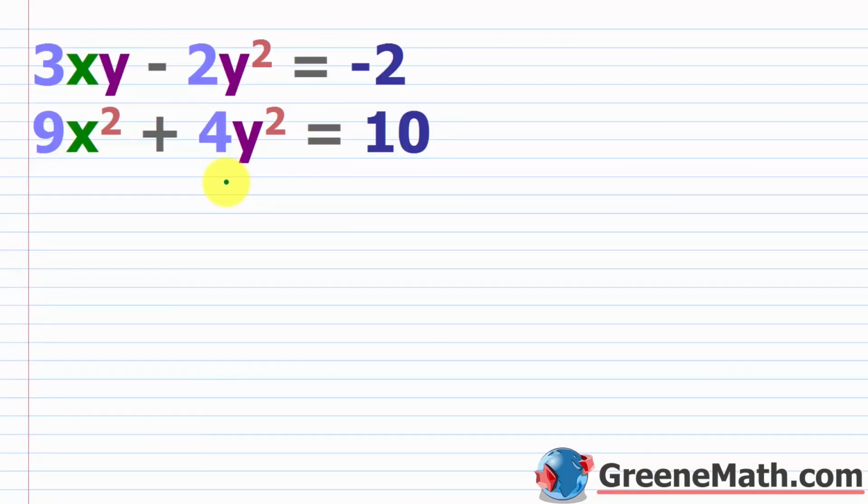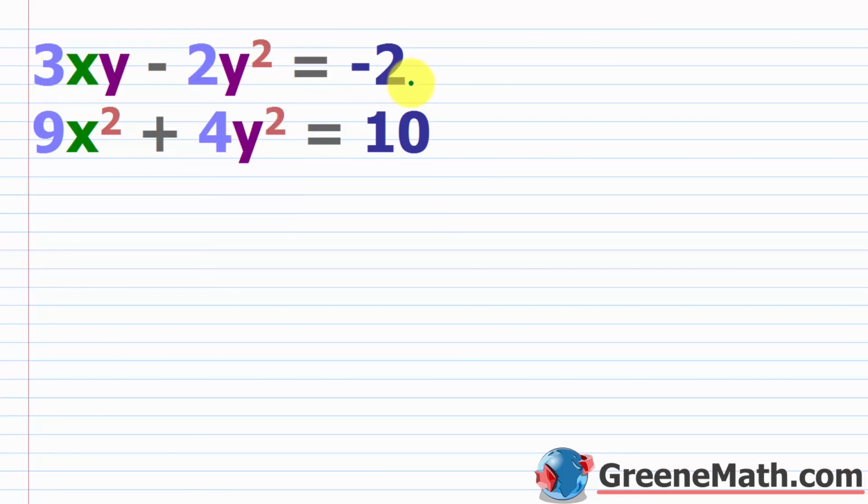All right, for the last problem we're going to look at, it's going to be another one that's extremely tedious, and we're going to use a combination of elimination and substitution again. So we have 3xy minus 2y squared equals negative 2. We have 9x squared plus 4y squared equals 10. In this bottom equation, you have two variables that are squared. In the top equation, you have an x to the first power and a y to the first power and then a y squared. So the strategy here is to get rid of that y squared, and I can do that with elimination. That's the first step.